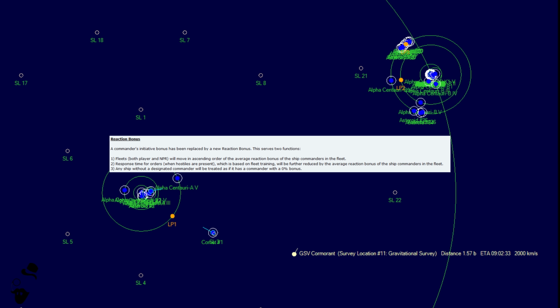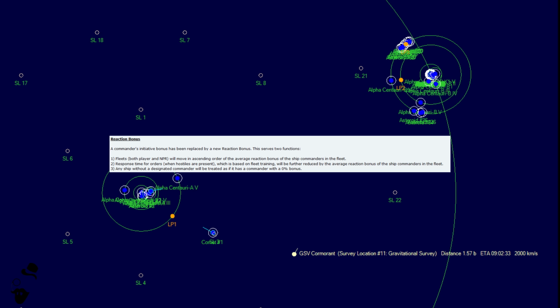Next, reaction bonuses. A commander's initiative bonus has been replaced by a new reaction bonus. This serves 2 functions. Number 1, fleets, both players and NPRs, will move in ascending order of the average reaction bonus of the ship commanders in the fleet. Number 2, response time for orders when hostiles are present, which is based on fleet training, will be further reduced by the average reaction bonus of the ship commanders in the fleet. And number 3, any ship without a designated commander will be treated as if it had a commander with a 0% bonus.